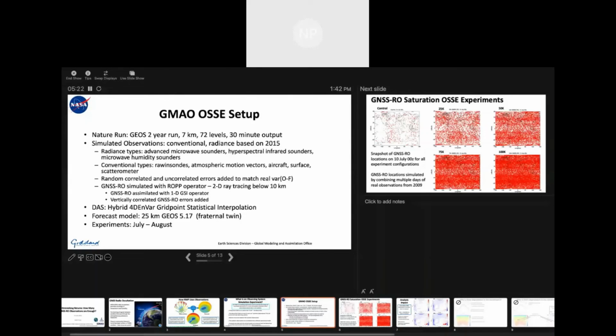The data assimilation system we're using is the hybrid 4D-EnVar GSI, and we're doing these 2-month experiments with a model, the GEOS model, running at 25 kilometers. So this is the system I'm going to use for all the results I'm going to show you here.